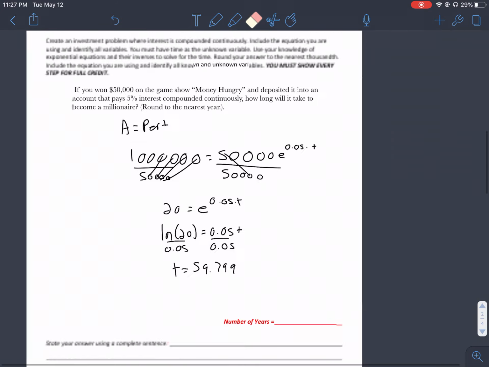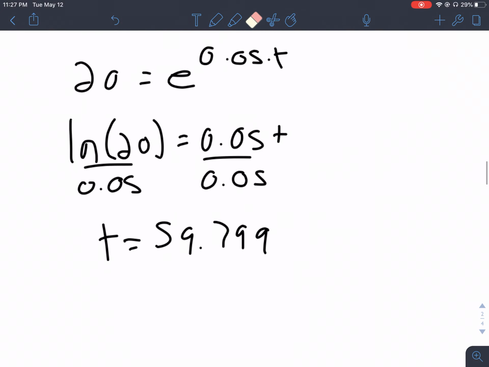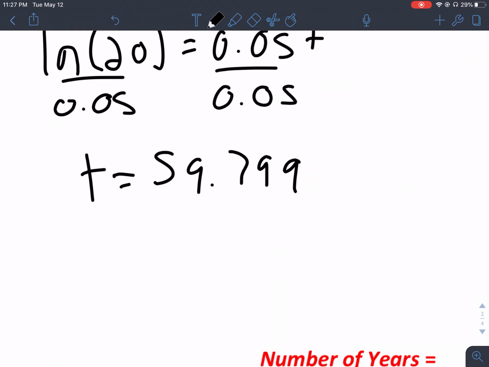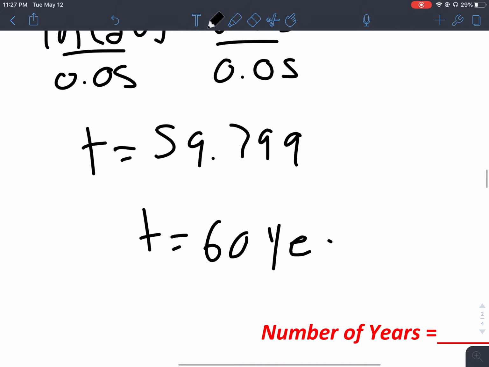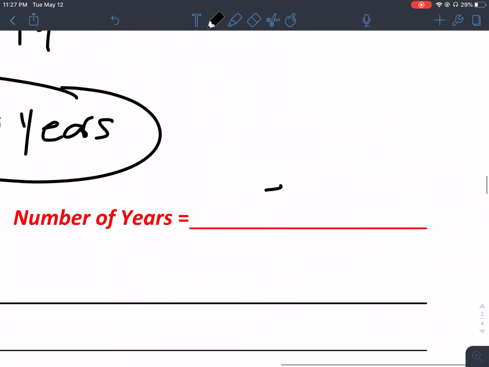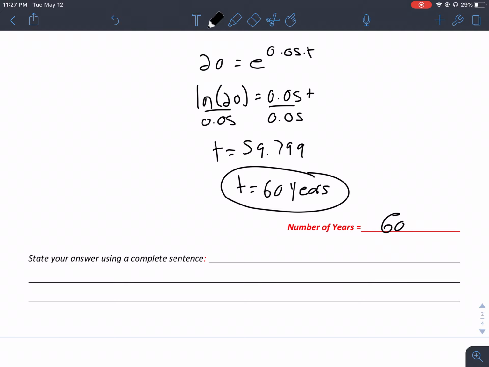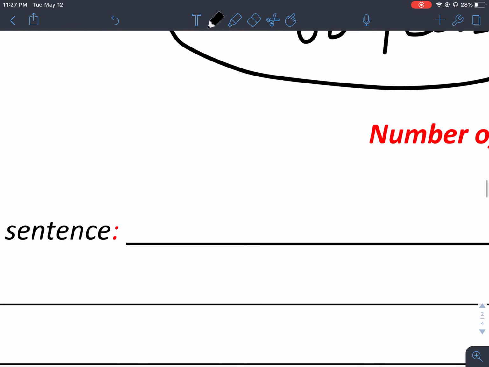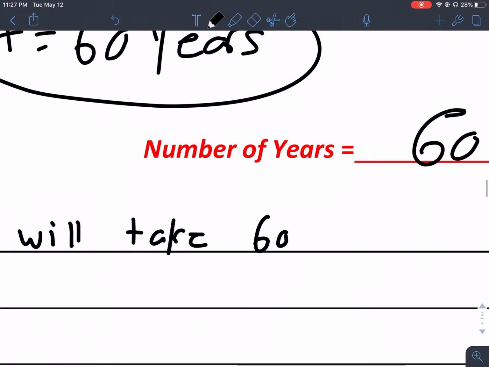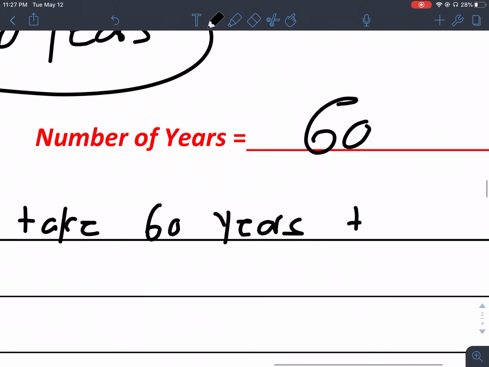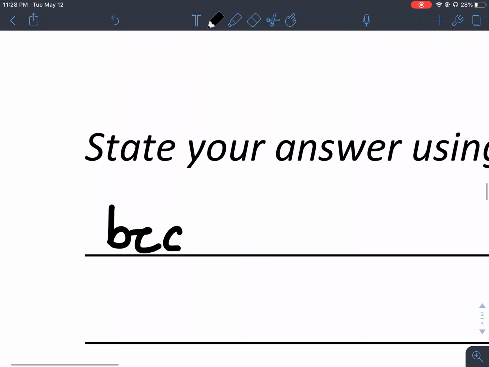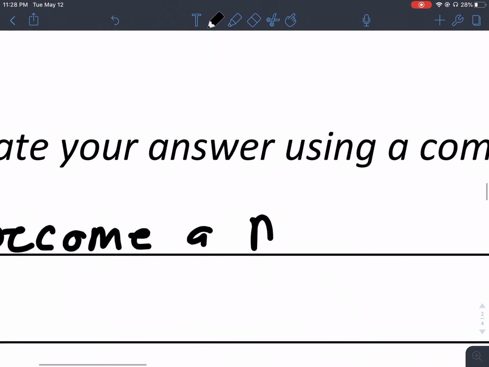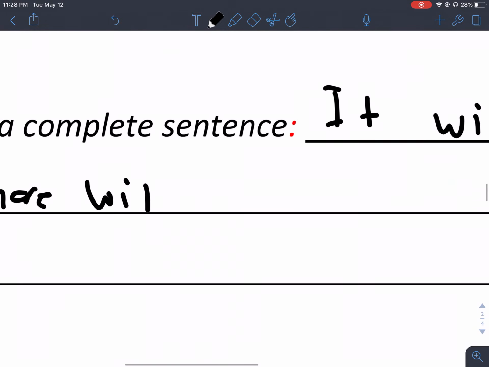And then, so it told us to round to the nearest whole number. So then we get t equals 60 years. Okay, number of years, 60. So state your answer. So, it will take 60 years to become a millionaire. There we go. With a 5% interest.